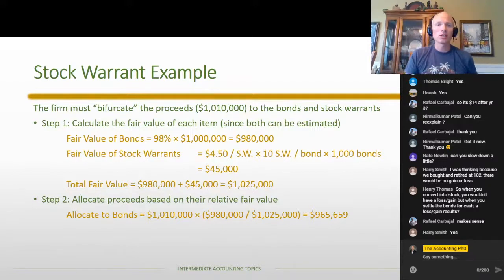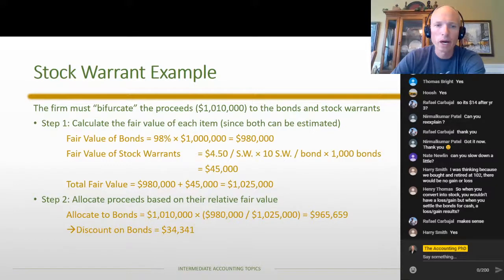Well, that means that at least on some level, the fair value of the bond estimate, that 98%, really doesn't reflect this exact transaction, at least not directly. And so instead, we're going to allocate $965,659. And of course, with the bond, that means that there's a discount on these bonds, and that discount balance is $34,341.